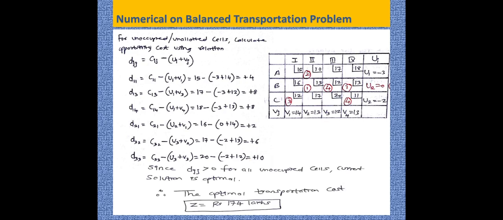Since all Dij values are greater than 0 for all unoccupied cells, the current solution is optimal. Therefore, the optimal transportation cost will be Z is equal to 174 lakhs rupees.